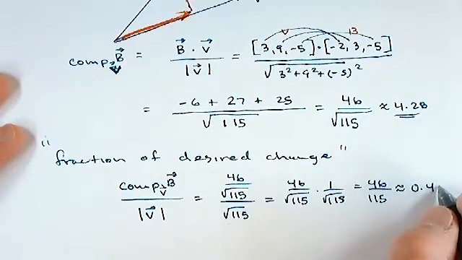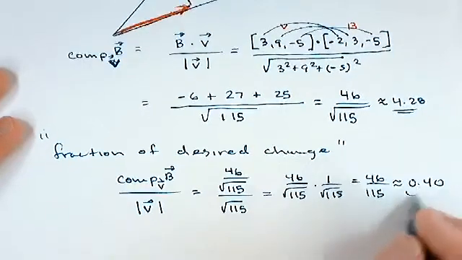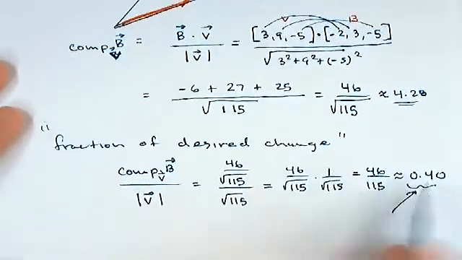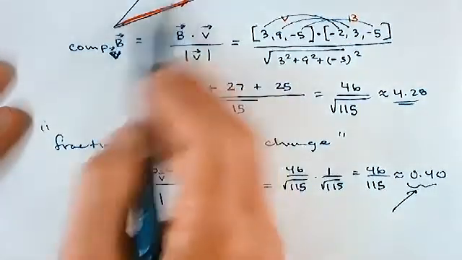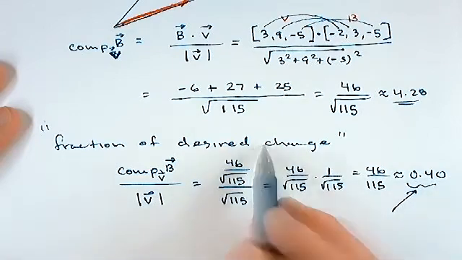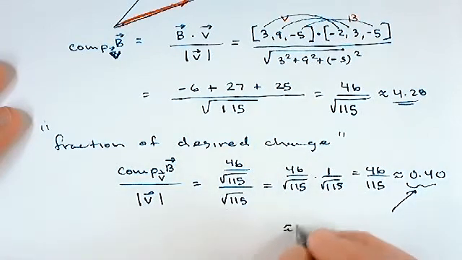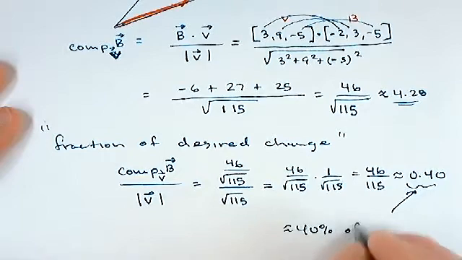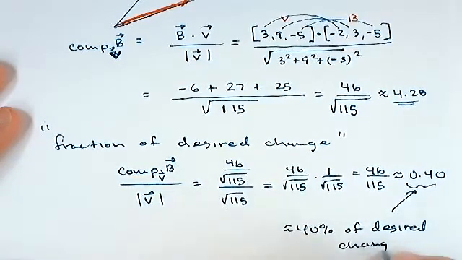Okay, so how could I interpret that? We could interpret that this vector B, which was drug B, captures about 40% of the desired change. Roughly 40% of the desired change.